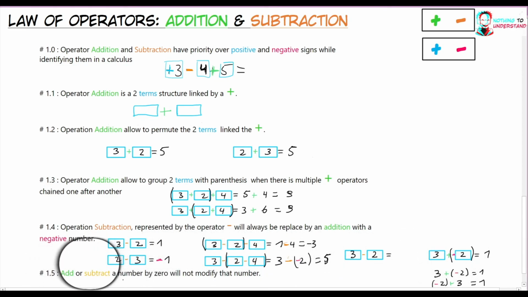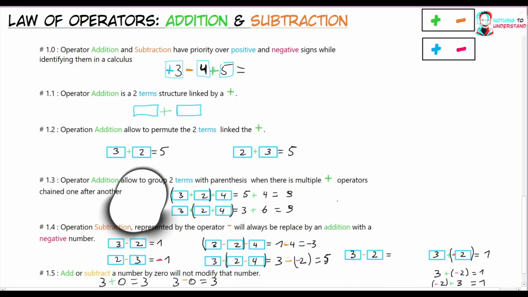And the last law is just about 0, again the chosen one. If you take a number and you add or subtract 0 to it, it will stay the same number. So if I do 3 plus 0, I get 3. And if I do 3 minus 0, I also get 3. So it's like neutral. It doesn't do anything to a calculation if you add or subtract a 0 to it.